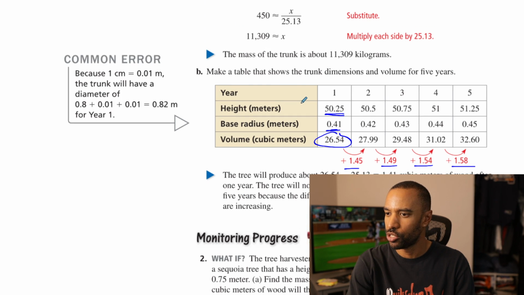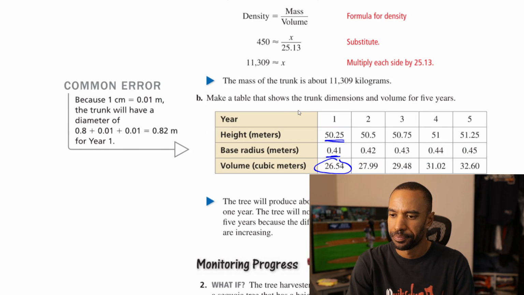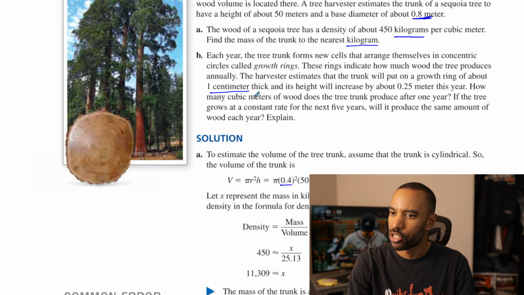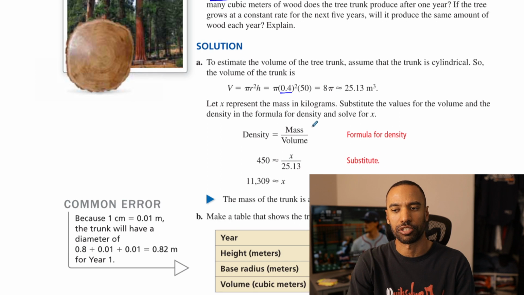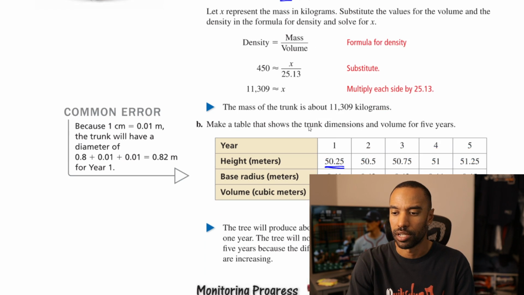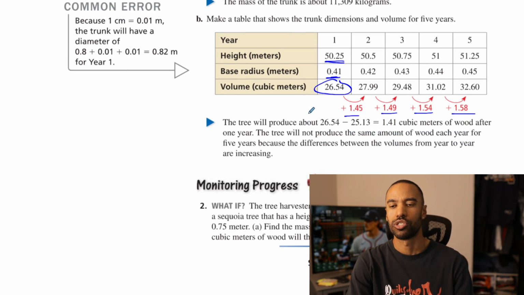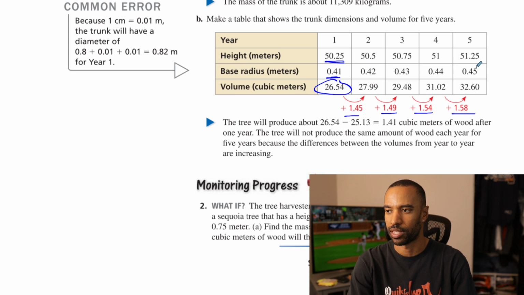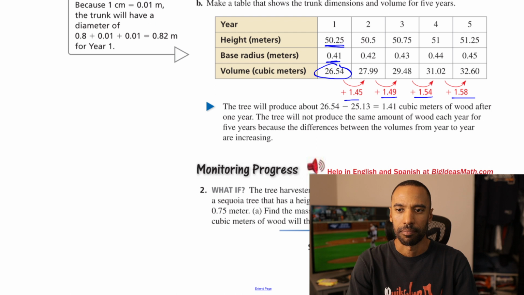Now, did they ask to get the mass here? Let's see, part B. They just said how many cubic meters. They didn't ask for anything regarding density on that question. It was just using volume itself. So the area of the base, pi r squared, times height will give us that volume each time, and that's what they do. Okay.